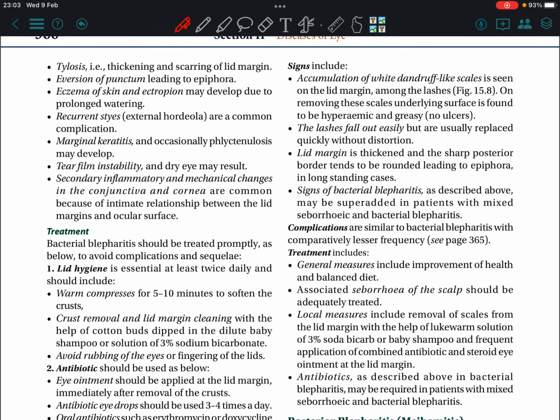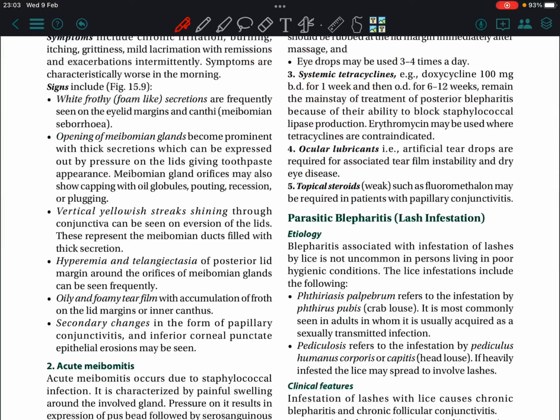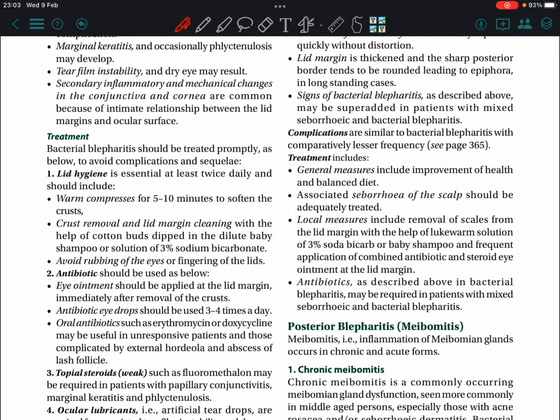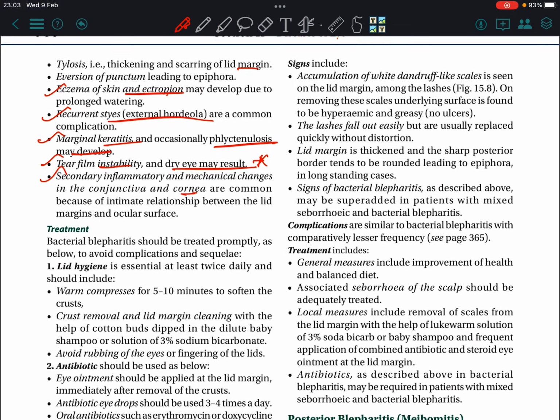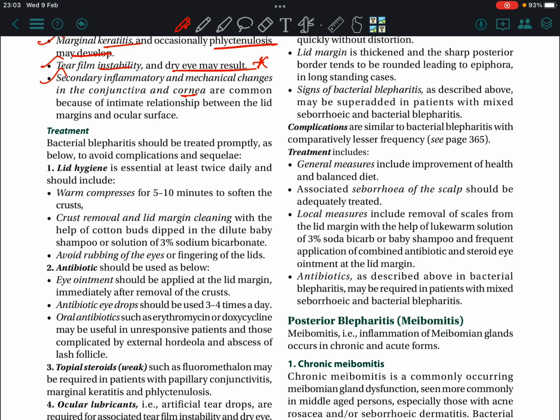Then tylosis, thickening and scarring of the lid margin, eversion of punctum. Then eczema of skin and ectropion, recurrent styes, marginal keratitis, occasionally phlyctenulosis may develop. Tear film instability, dry eye may result. Secondary inflammatory and mechanical changes in the conjunctiva and cornea are common because of the intimate relationship between the lid margin and ocular surface.